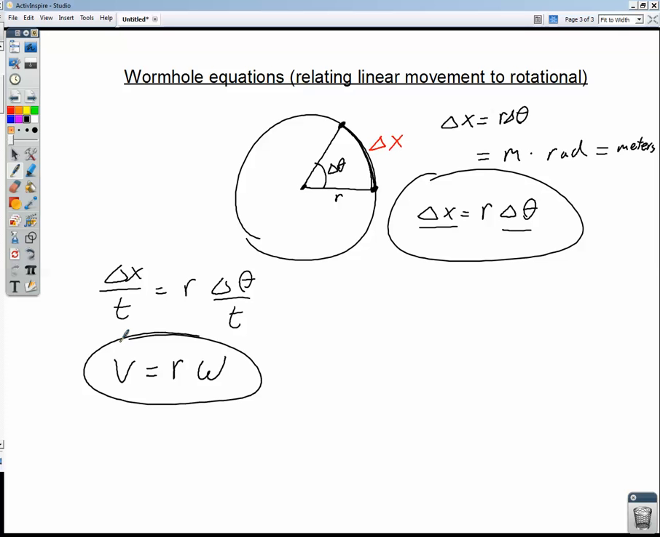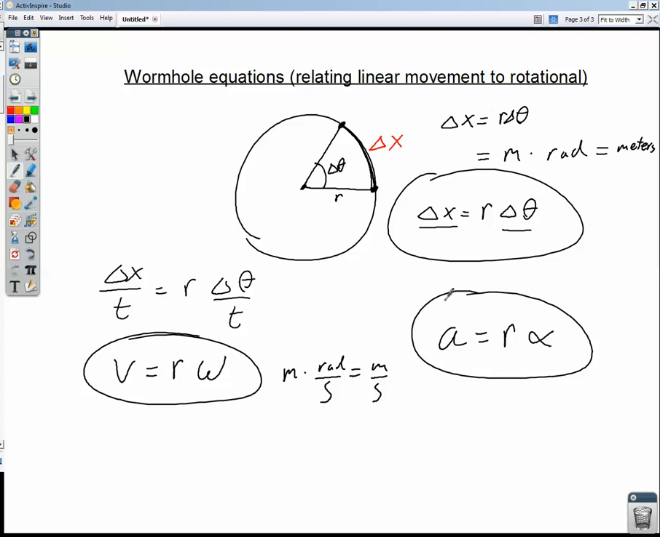And again, the units work out here. The units for r are meters. The units for omega are radians over seconds, but radians is unitless. We end up with meters over seconds for our linear velocity. The units work again. And you can probably guess, if we divide by time again, velocity divided by time is going to give us a, the acceleration. So our third wormhole equation is the acceleration, the linear acceleration, is equal to r times alpha.